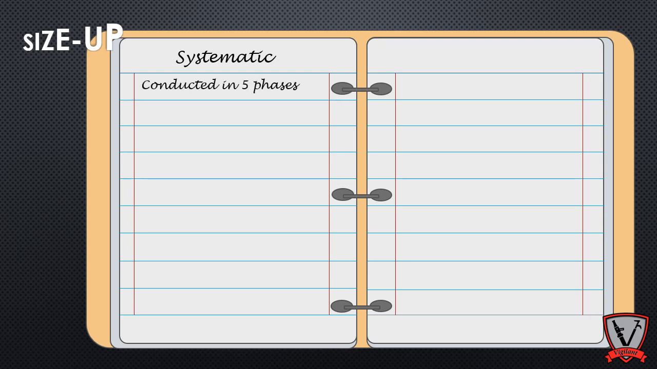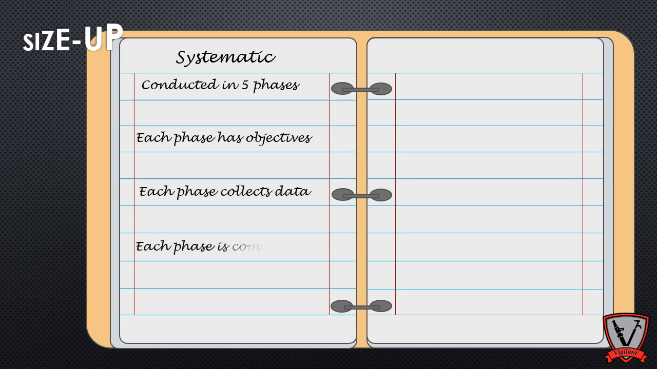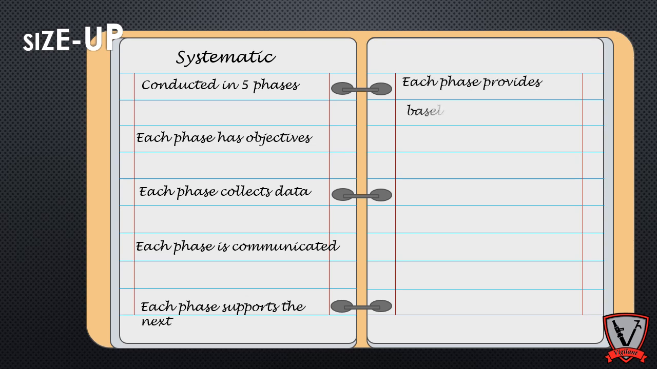The Vigilant Method for Size-Up is conducted in 5 distinct phases. Each phase has objectives. Each phase collects data. Each phase is communicated via the radio. And each phase supports the next phase. Each phase provides baseline data for the fireground assessment. That fireground assessment feedback loop is something we're going to talk about in further lessons. But understand that each one of these phases is meant to give a little bit more information into that feedback loop.